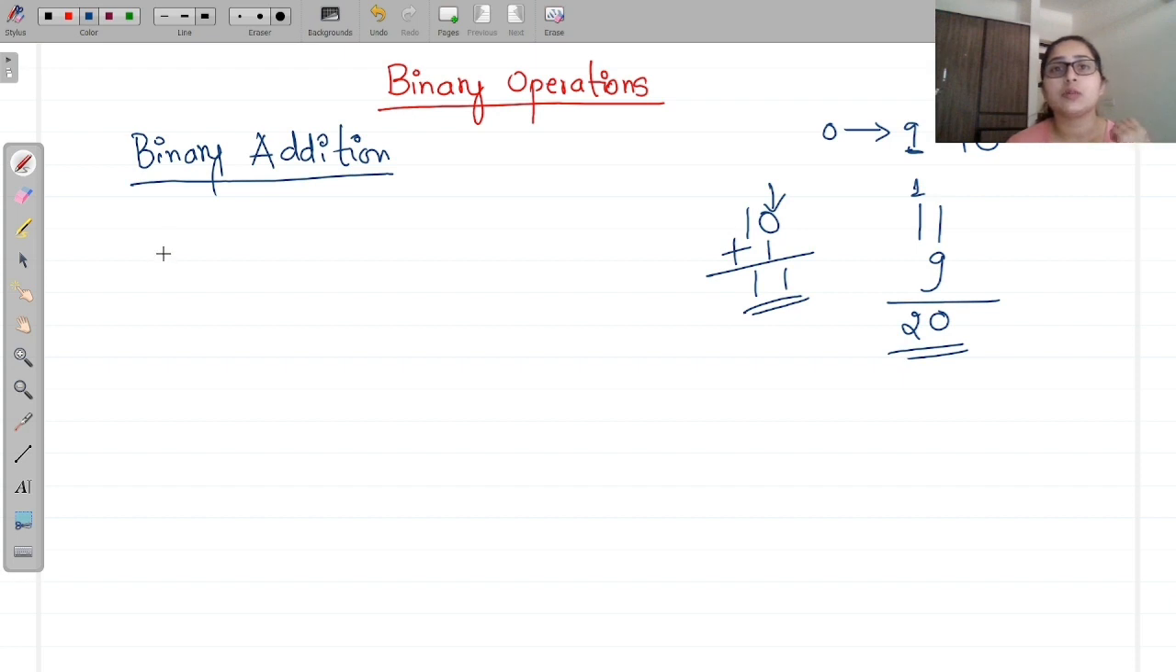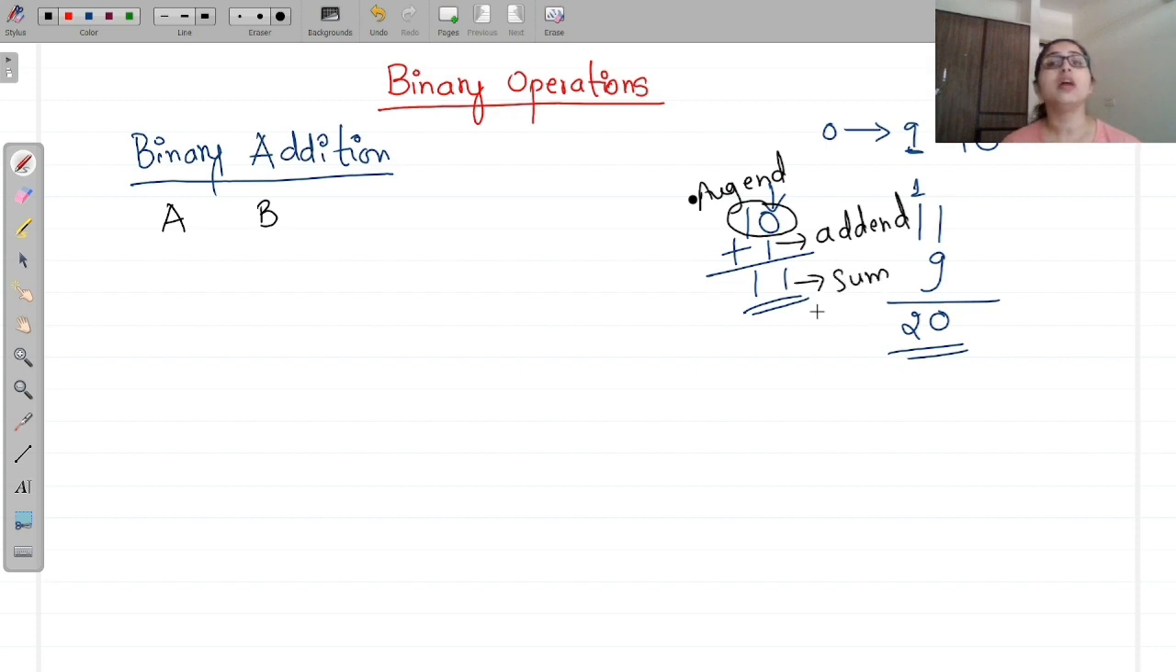There are some rules regarding binary addition, so let us see those rules. You will have A and B, and binary addition always consists of sum and carry, along with the augend and the addend. Suppose this is my first number, called the augend, and this is the second number, called the addend. This is the sum, and you know about the carry also. So here also you will have sum and carry.